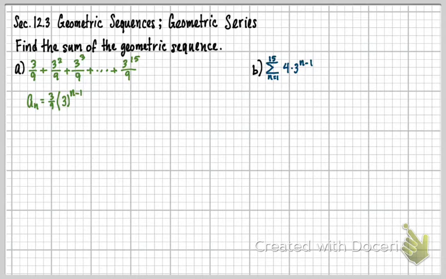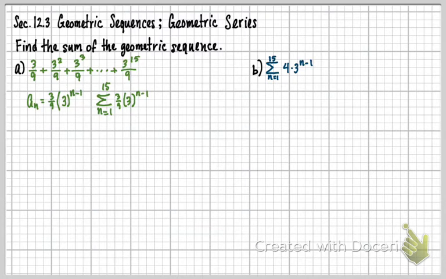Now we want to set up the series for this because guess what? There's a formula for this. So the series then is going to be n equals 1 to 15, and it's going to be 3/9 times 3 to the n minus 1.